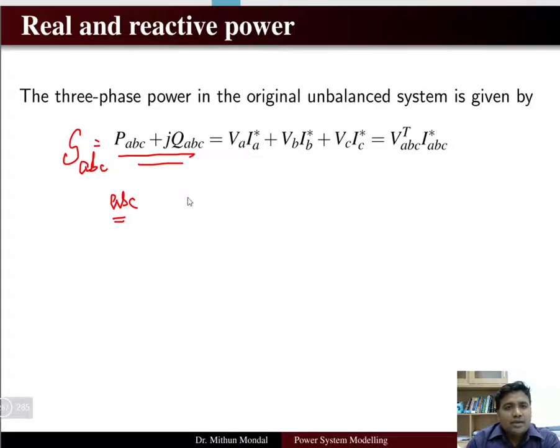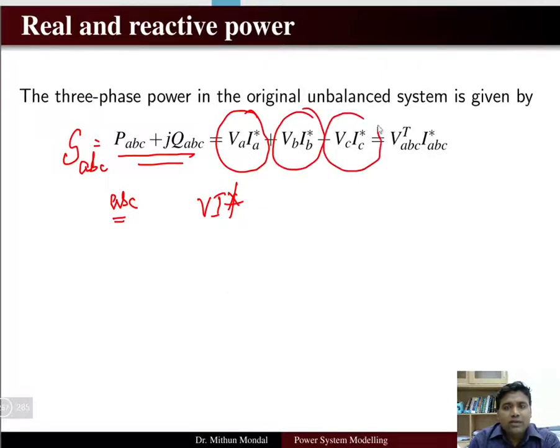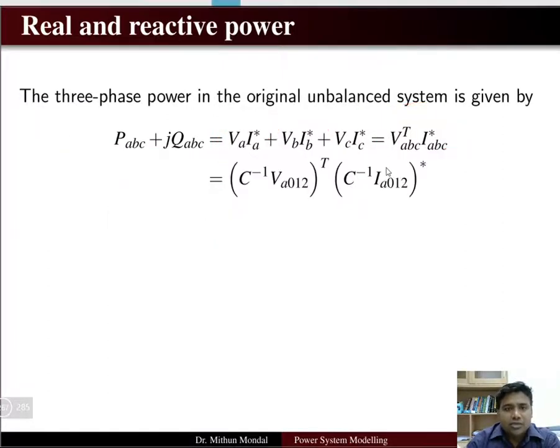Now we know that the complex power can be written as V I conjugate. So this is for A phase, this is for B phase and this is for C phase, which can be written as V_ABC transpose into I conjugate in terms of the three-phase quantities. So for this V_ABC we have the unbalancing transpose and the current conjugate.